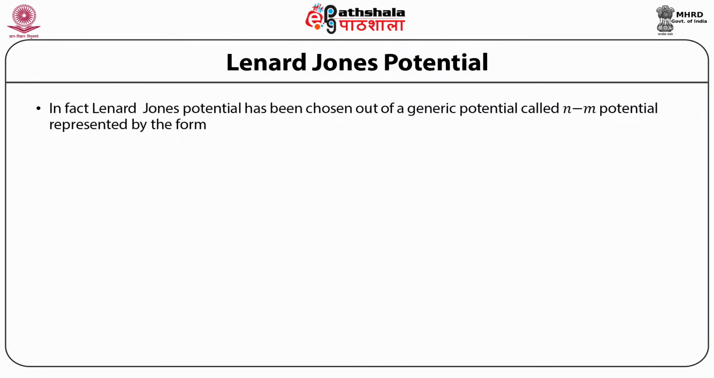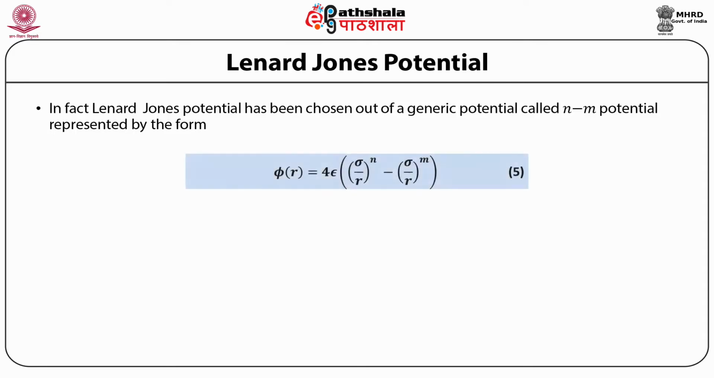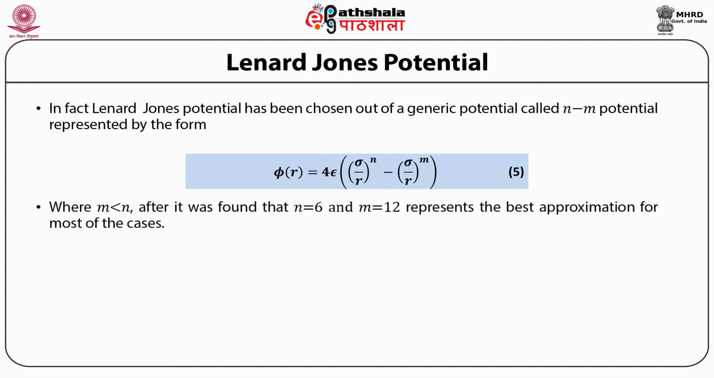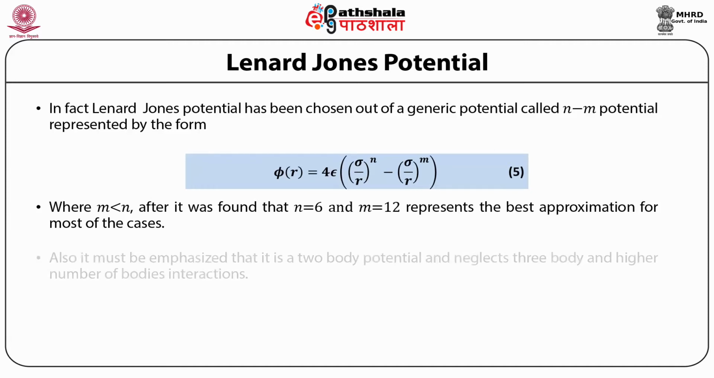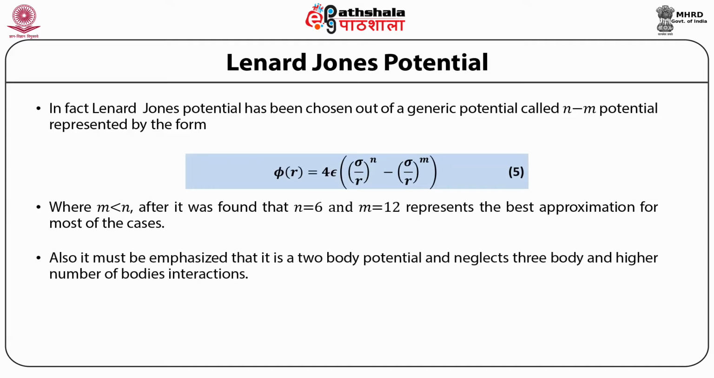In fact, the Lennard-Jones potential has been chosen out of a generic potential called the n-m potential, represented by the form phi(r) equal to 4 epsilon multiplied by sigma upon r raised to power n minus sigma upon r raised to power m, where m is less than n. After it was found that n equal to 12 and m equal to 6 represents the best approximation for most of the cases. Also, it must be emphasized that it is a two-body potential and neglects three-body and higher number of bodies interactions.